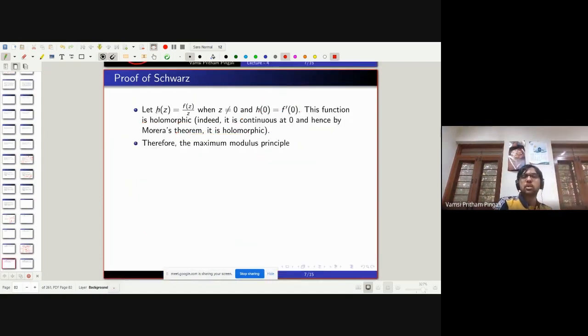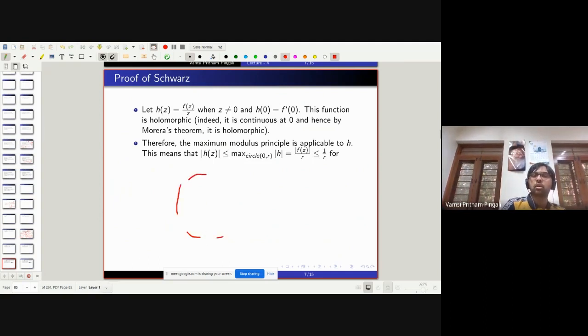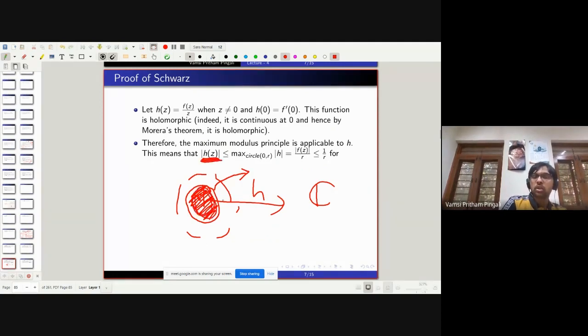All right. So the point is, this function is holomorphic. Therefore, you can use the maximum modulus principle. What does the maximum modulus principle state? This function h is defined on the unit disk. So if I take any circle of radius r, the maximum on this disk of radius r is attained on this circle. So the value of h of z anywhere in this region is less than the maximum over this circle.